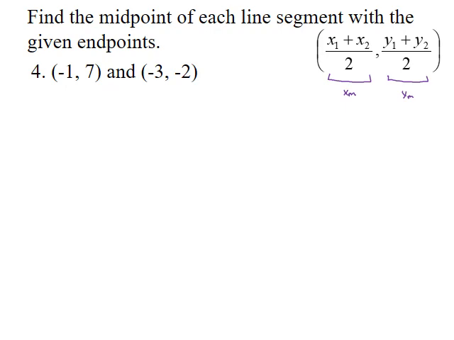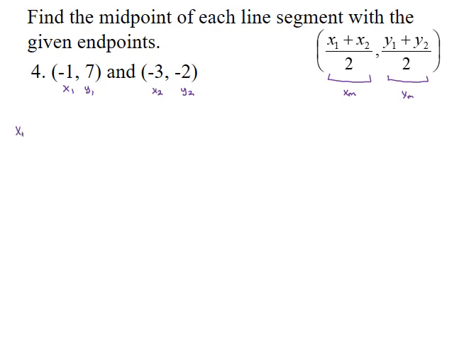So when you look at example number 4 here, you have 2 endpoints, (-1, 7) and (-3, -2). If you were to graph this, what point would fall right in the middle of those 2 ends of a line? In this case, we can label our first point as x1, y1, and our second point as x2, y2. I'm just going to find each one individually, and then we'll put them together as an answer.